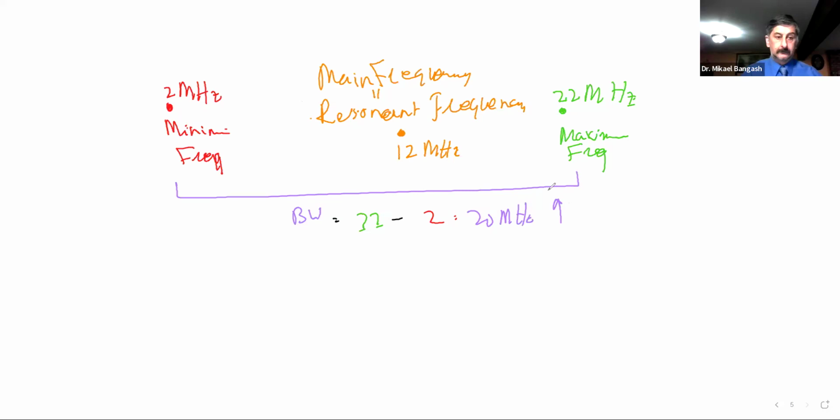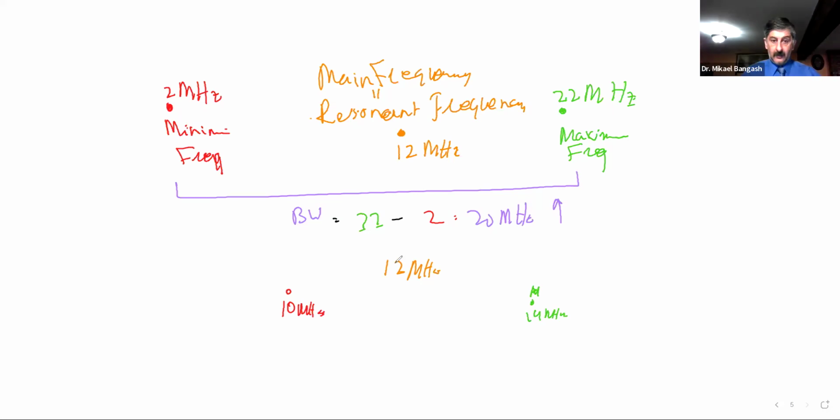Did that make sense? On the other hand, we can still have a transducer which has a main frequency, also known as a resonant frequency, of 12 megahertz. But let's say that in this instance its minimum frequency is 10 megahertz, and the maximum frequency, for instance, was 14 megahertz.